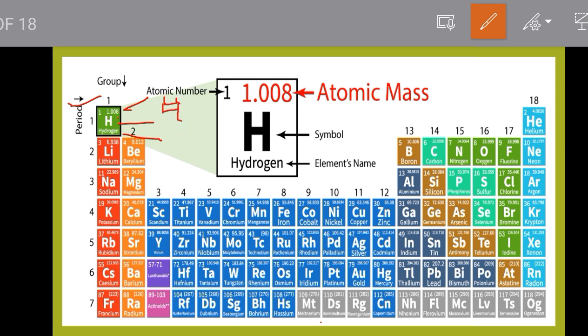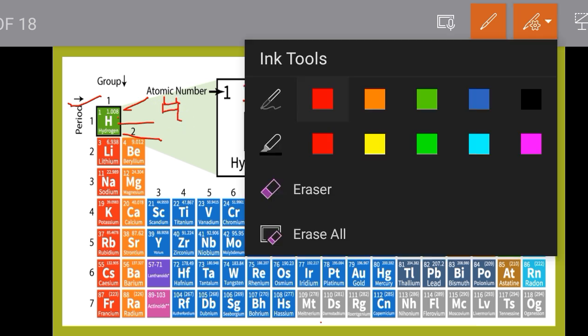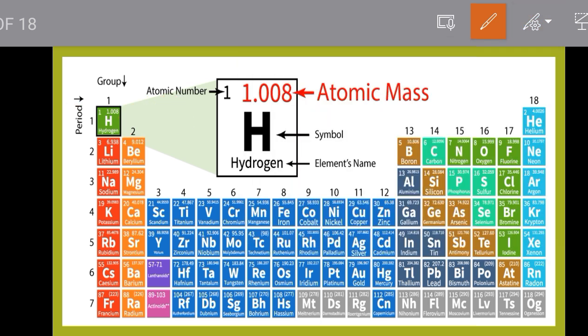So we know that hydrogen has three isotopes: H1, H2, and H3. These three isotopes remain in the same position, at the first position, the first block in the periodic table. So all the isotopes of the same element remain in the same position in the periodic table.